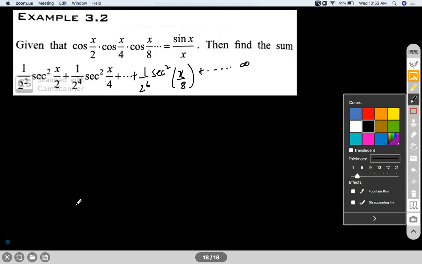Wait, sir. This looks like product rule again. Like, ulta product rule. But I don't know. It's not working.